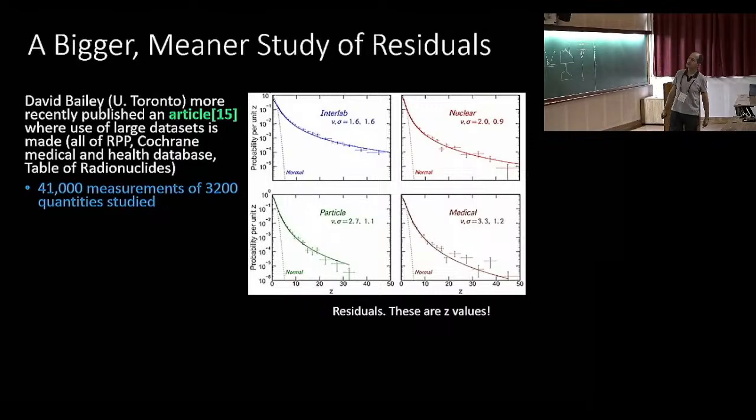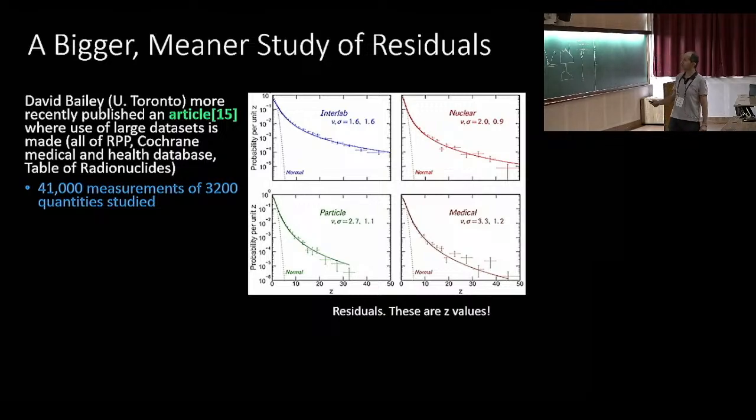And there's a bigger study of residuals that was done by David Bailey maybe 5 or 6 years ago, and he investigated many, many different data sets. You see these distributions are pull distributions, and a pull distribution should follow this dotted line. It's a unit Gaussian going down in a semi-log plot. So these are really Z values. And you see that the Z values of various different kinds of data sets have fat tails that are enormous with respect to the Gaussian. So the probability of seeing a, I don't know, 6-7 sigma effect is enhanced by orders and orders of magnitude.